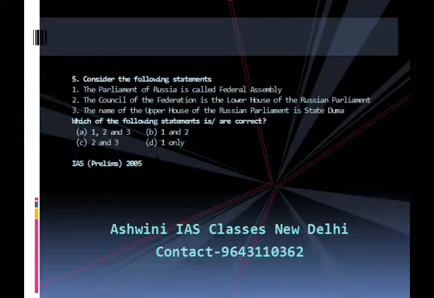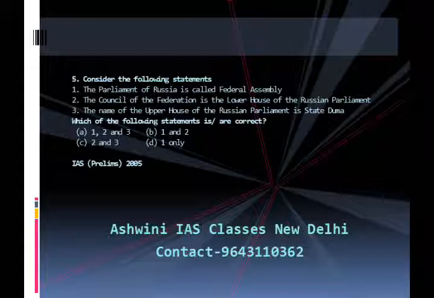Consider the following statements. There are three statements. First, the Parliament of Russia is called Federal Assembly. Second, the Council of the Federation is the lower house of the Russian Parliament. Third, the name of the upper house of the Russian Parliament is State Duma. Which of the following statements is or are correct? A, 1, 2 and 3. B, 1 and 2. C, 2 and 3. D, 1 only. This particular question has appeared in IAS Prelims 2005.